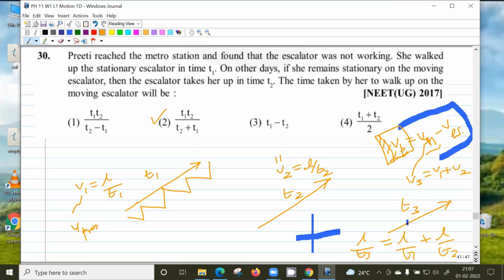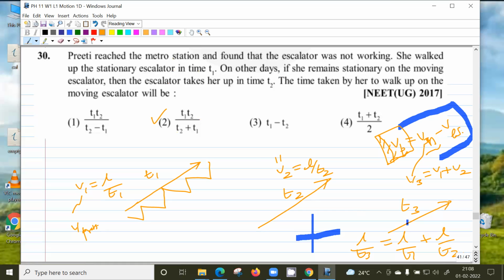See, if the velocity of PT with respect to the escalator is say 5 meters per second, and the escalator is moving with 100 meters per second, or the escalator is moving with 500 meters per second, what is not changing? The velocity of PT with respect to the escalator is not changing. So relative velocity is VV minus VA. Is it clear? You think about it. Okay.